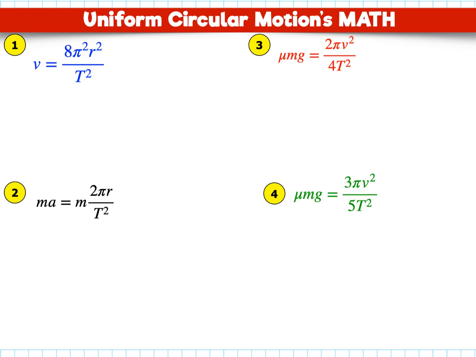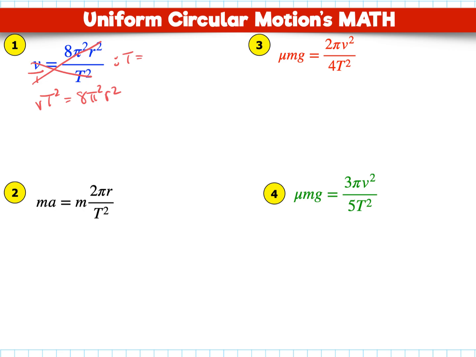For problem number 1, my first task is to isolate t, so t will equal all the other stuff in this equation. I'm going to start by cross-multiplying. On the left-hand side, that's not just v, but v over the number 1. On the right-hand side, I can see that's already a fraction. To cross-multiply, I'll take v times t squared, so v times t squared equals 1 times 8 pi squared r squared.